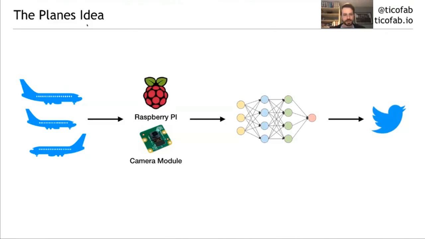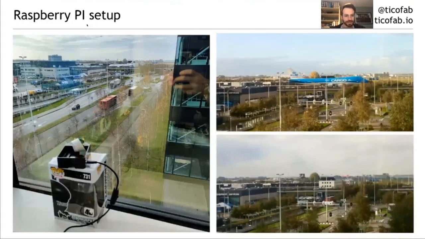This is the setup that I created, my little Raspberry Pi at the window. You can see there is a bridge at the end of the road with actually a plane, a white plane on it. And the pictures that this Raspberry Pi would take are in the right column of the slide. On top, there's a picture with a plane on the bridge, and then there's a picture without the plane on the bridge.